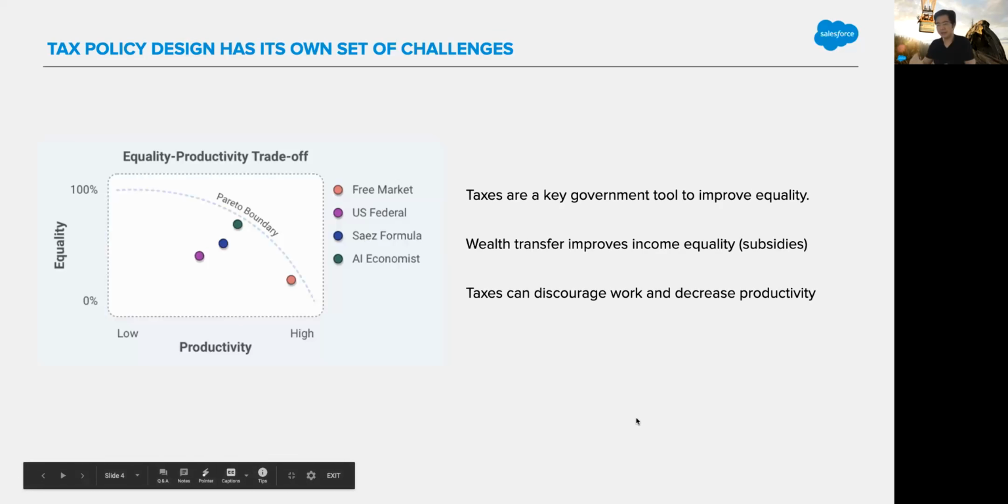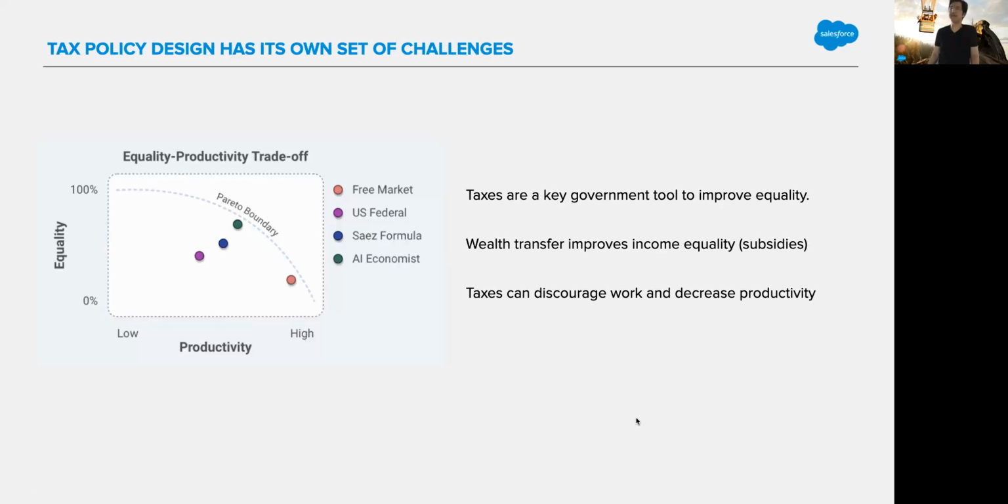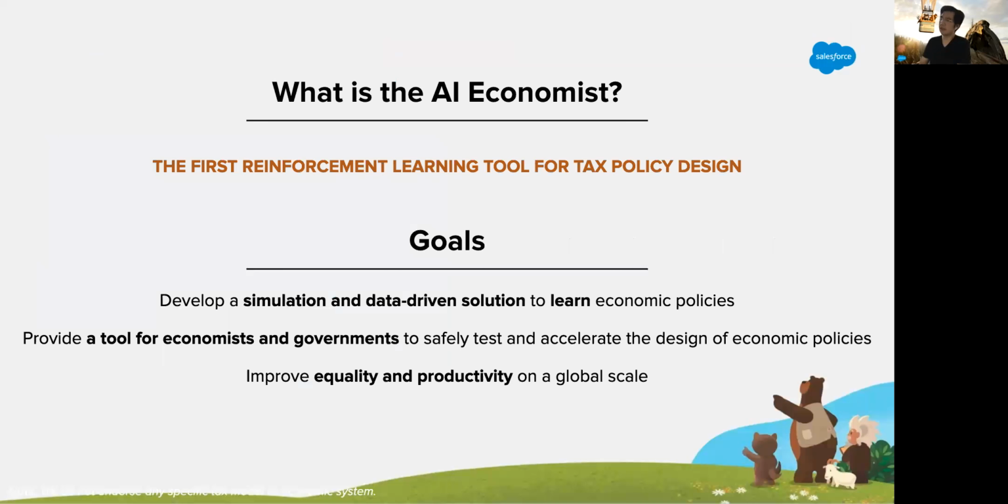But the canonical picture here is that every tax system might be inefficient and give you a different outcome. Now, what is this AI Economist? As I mentioned, it's a way to use reinforcement learning to solve this tax problem.